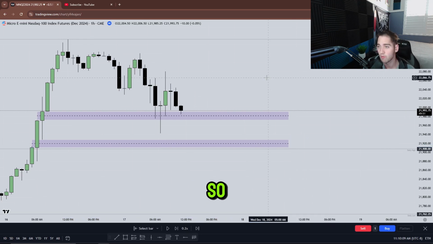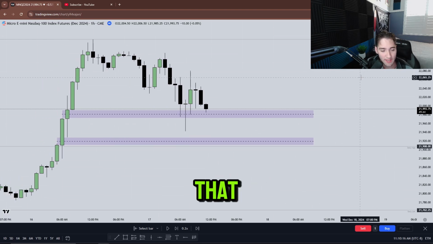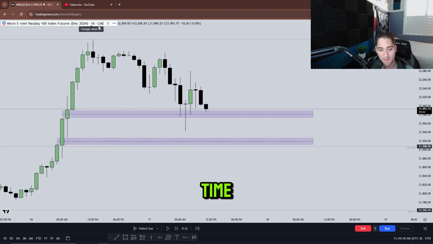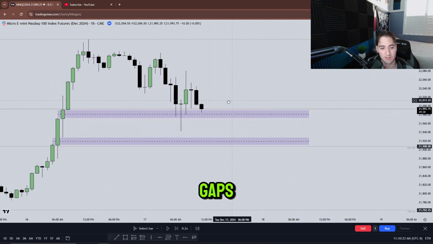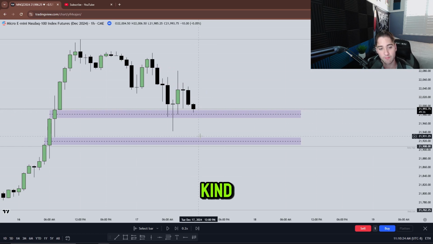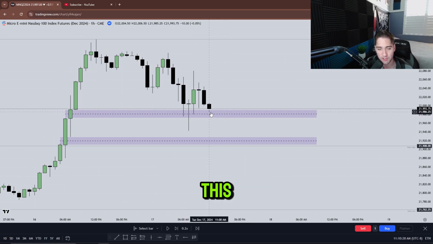As you can see, so daily charts, guys, going to mark out the daily highs and lows in the last 2 or 3 days. After that, you're going to go to the 1 hour time frame, and then you're going to look for fair value gaps. One of the closest ones and one kind of more further away. And we're going to see basically how this reacts on a lower time frame so we can get an entry.